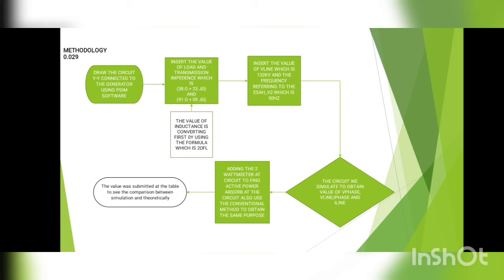Then insert the value of V line, which is 132 kV, and the frequency referring to the ESAH V3, which is 50 Hz. And then we simulate the circuit to obtain the values of V phase, V line, I phase, and I line.